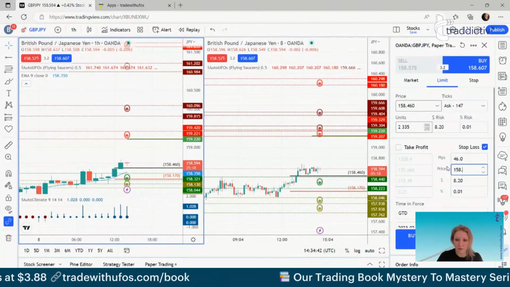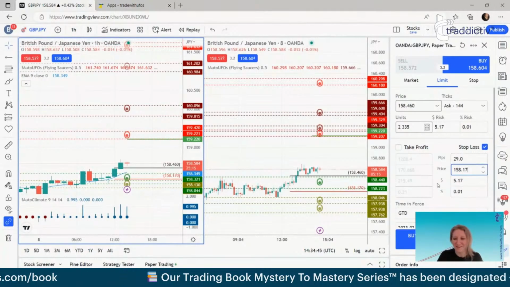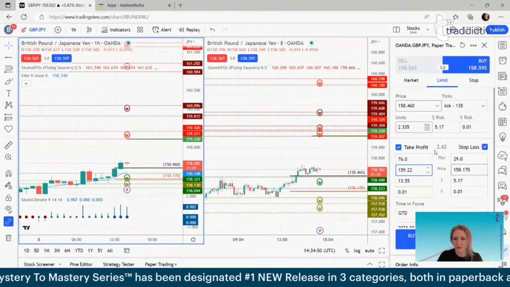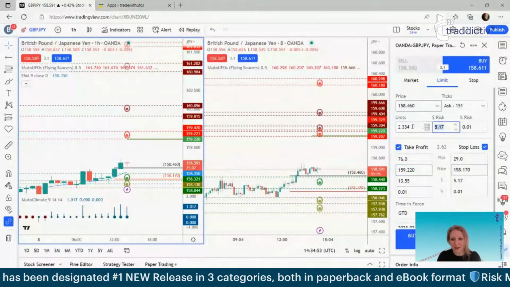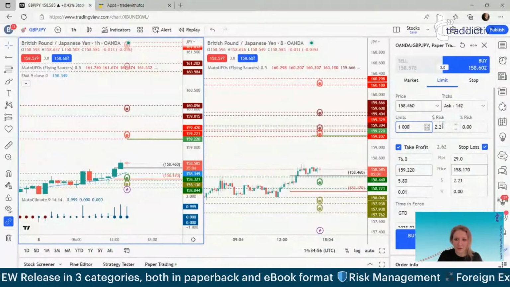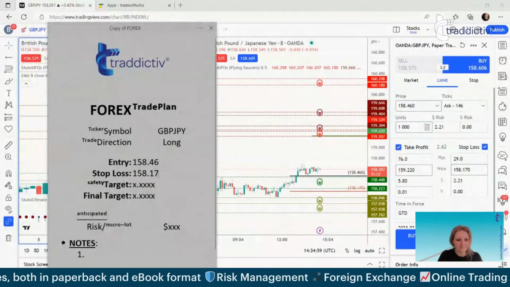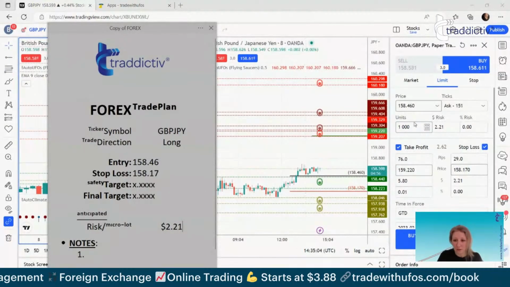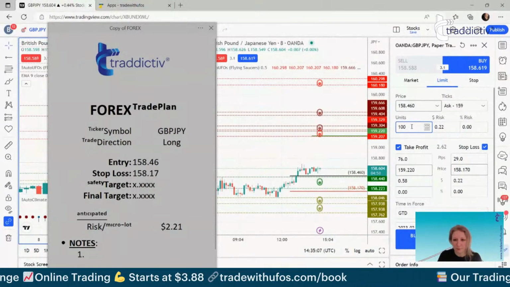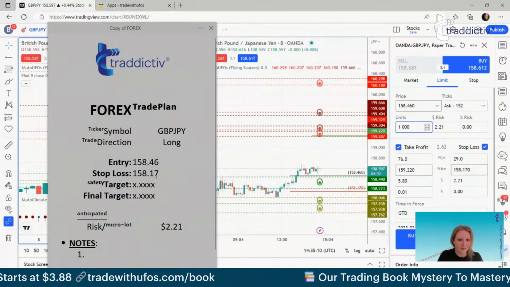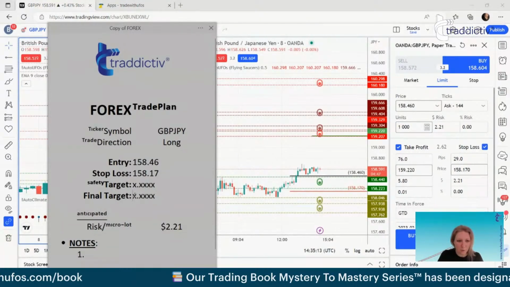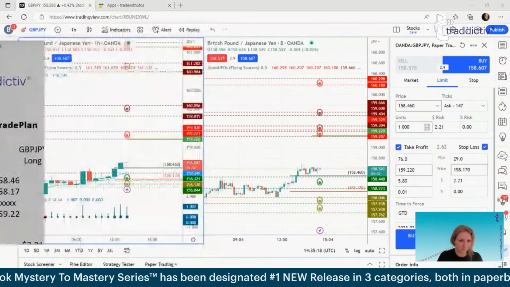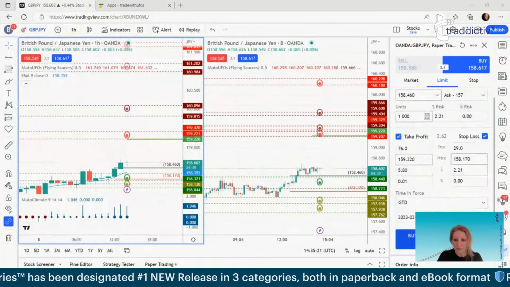158.46 to 158.17, 29. That was good maths from me. Our profit target, let's put our final target in first, which is 159.22. Again, I'm going to risk $50, but let's say a lot is going to be $2.21 per micro lot. $2.21 per side. Actually, could be smaller, but we'll do that. So $2.21. Our final target was 159.22. And we'll figure out our safety target in a second. So let's put that in.